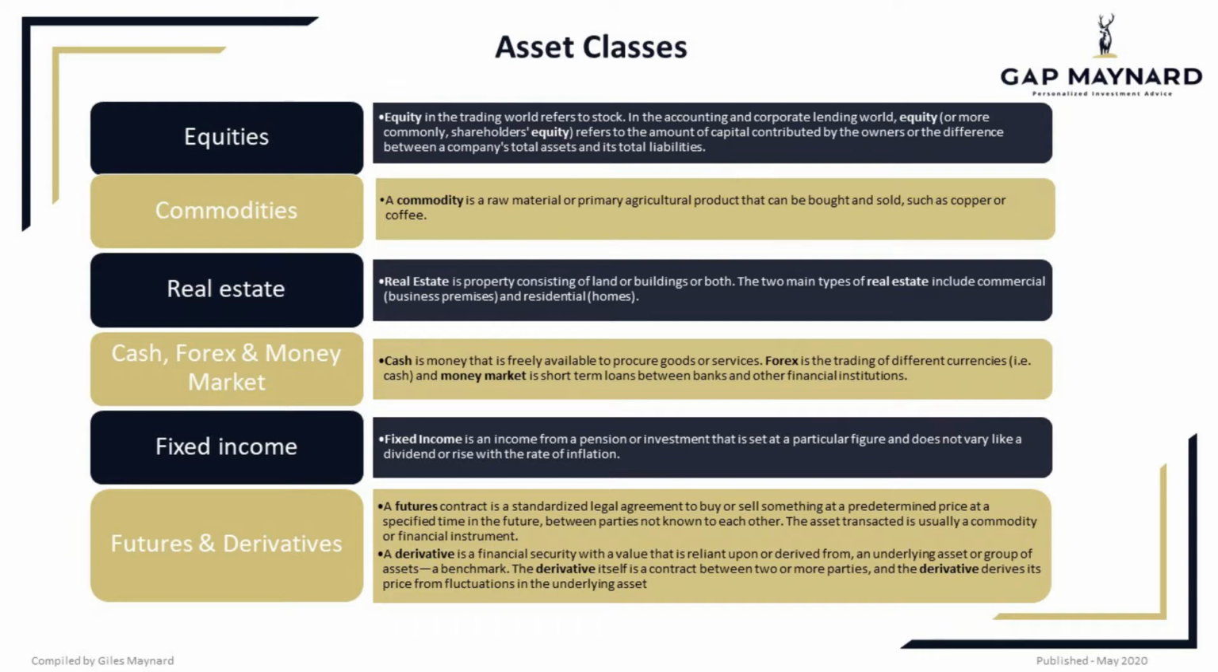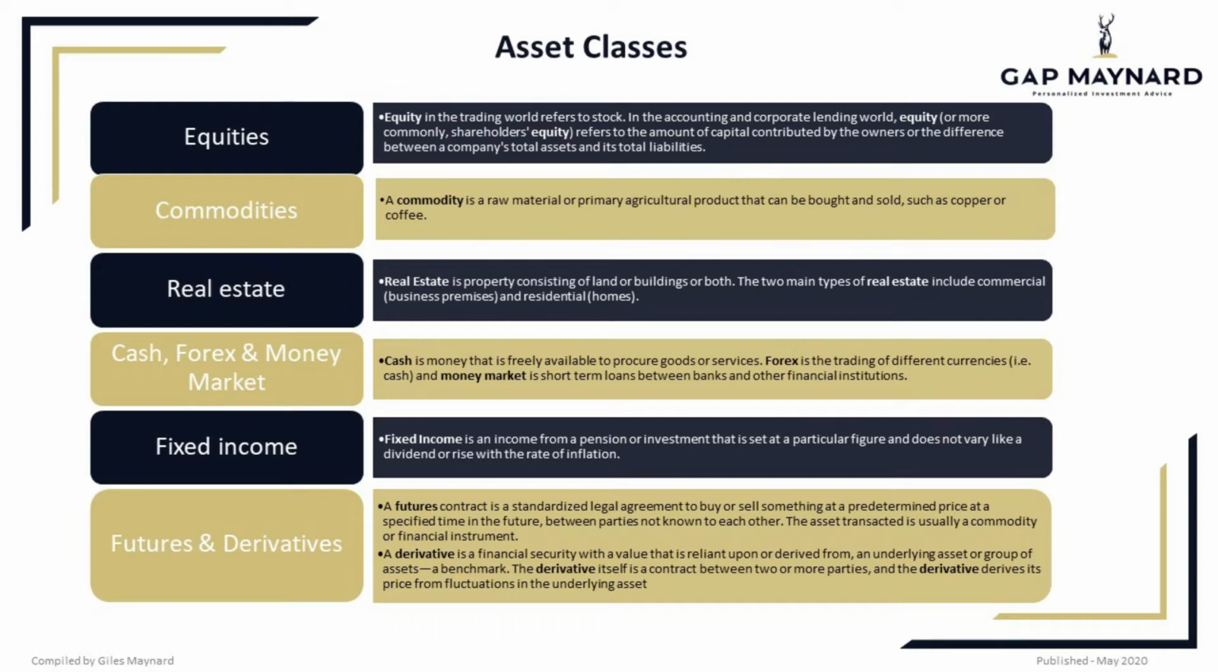The next asset class to consider is real estate. Most people don't have any problem understanding real estate. There are 2 types of real estate that you get: commercial and residential. Obviously, the one has to do with business premises versus homes where people live.